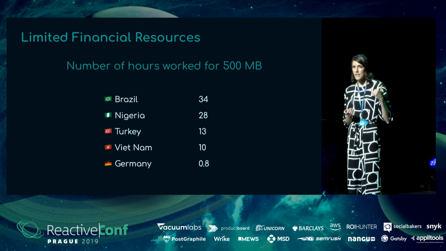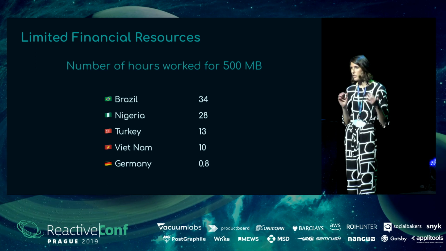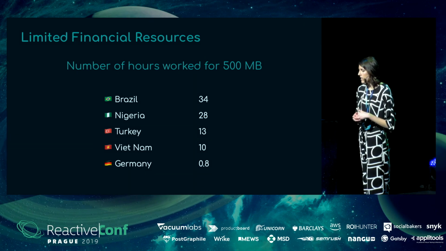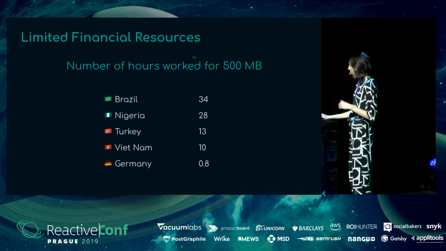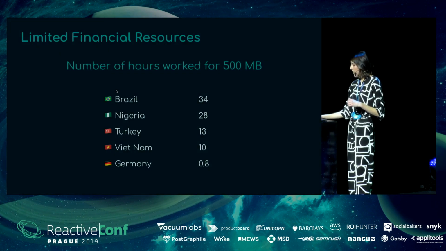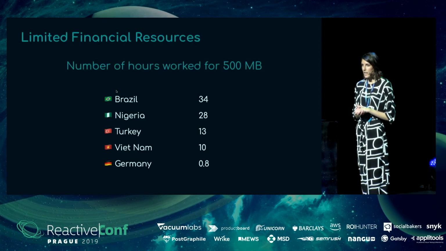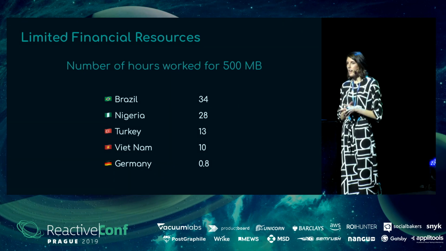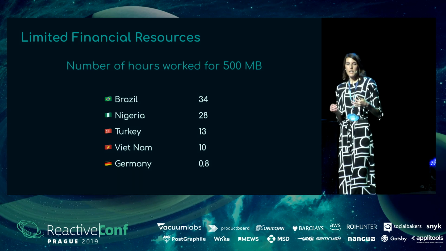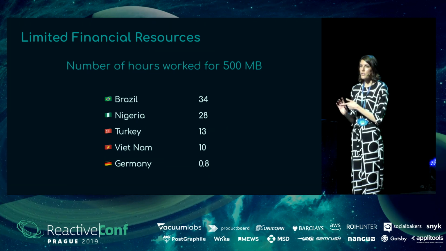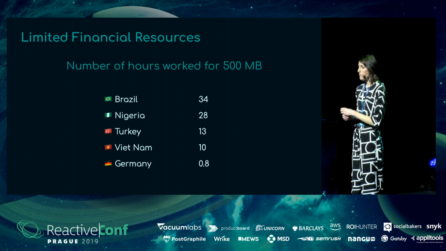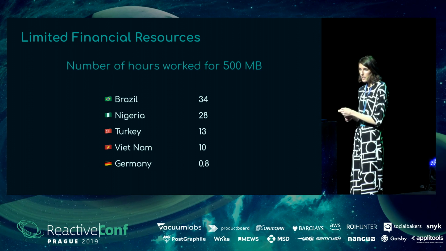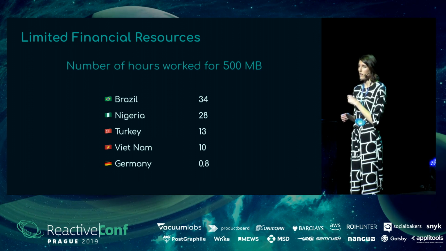These numbers were taken from the International Labour Organization in 2016, so it could be a little bit different, but just to give you a bit of context, someone in Brazil making minimum wage might have to work up to 30 hours in order to afford 500 megabytes of data. So this means that their purchase and usage of data is incredibly budgeted. They're going to be very conscientious of how much money is going into their data and what they're going to be using that data on.